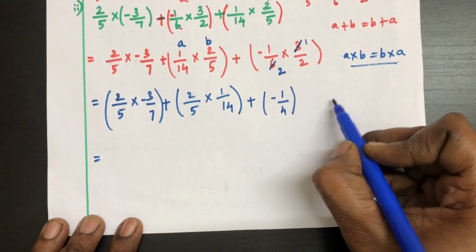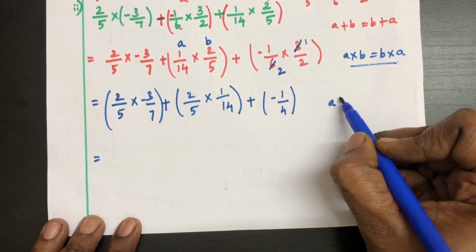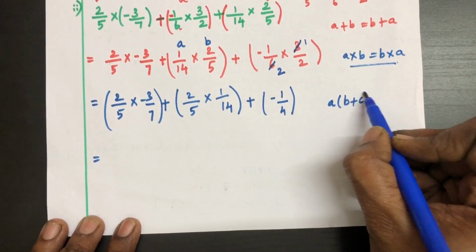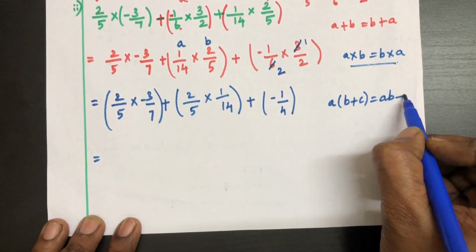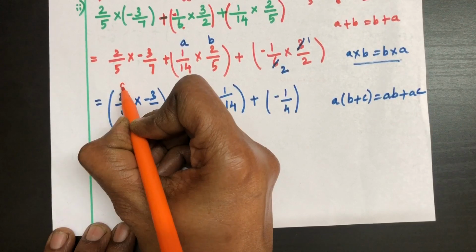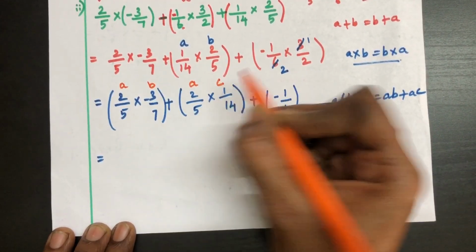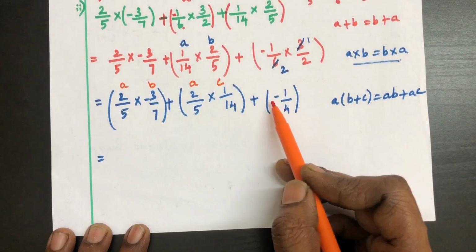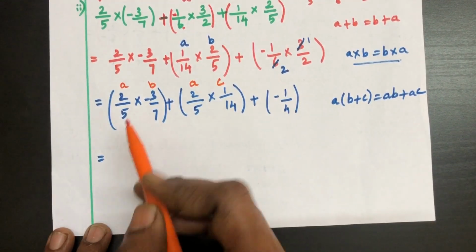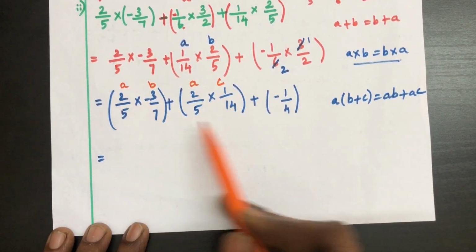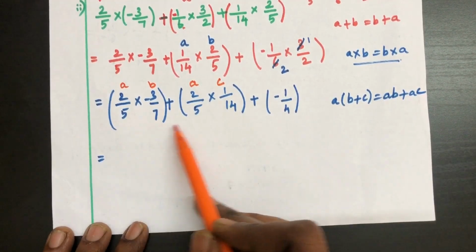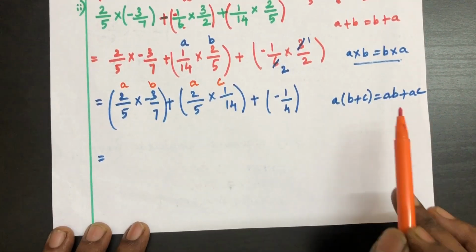Now we are going to use the formula distributivity property. A into b plus c is equal to ab plus ac. This is a, this is b. This is again a, this is c. Plus minus of plus into minus 1 by 4. Now see here, this is exactly the distributivity property of multiplication over addition.